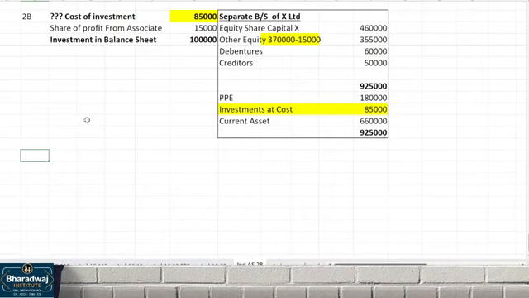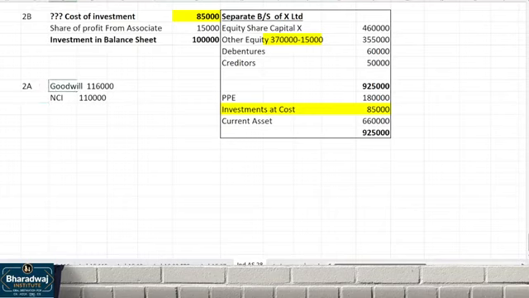What is the goodwill that we worked out? 2A workings will continue. 1,16,000 is what we worked out. What is the NCI we worked out? 1,10,000. Those values will continue. Goodwill will continue here also at 1,16,000. NCI will continue at 1,10,000. This is for the consolidated balance sheet.